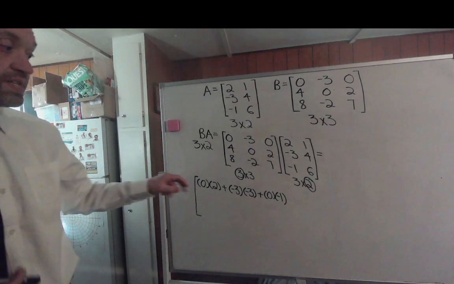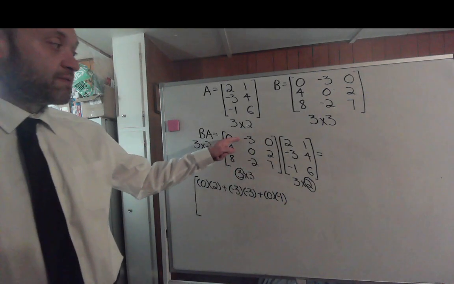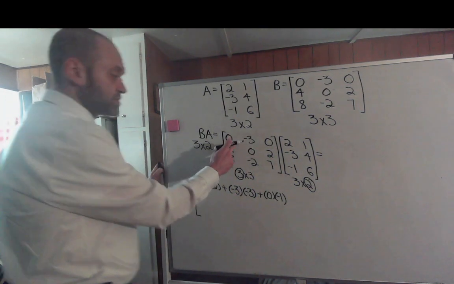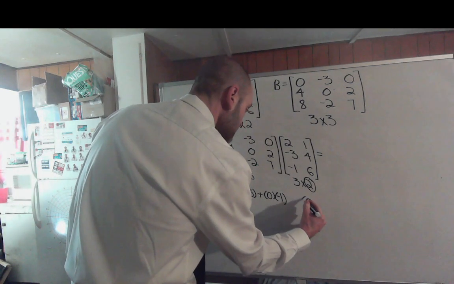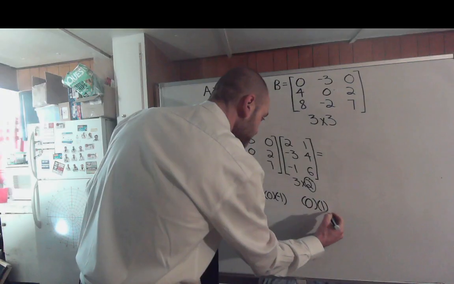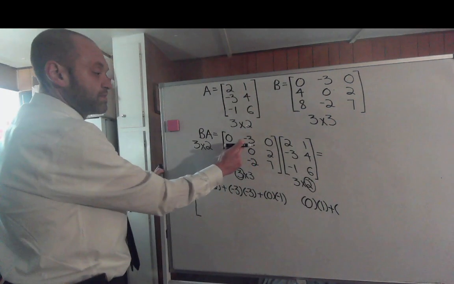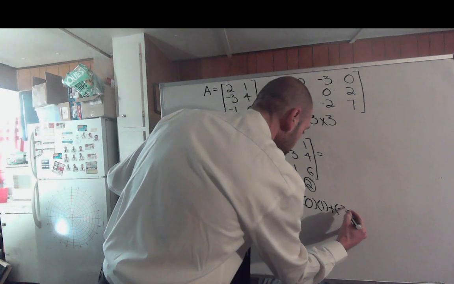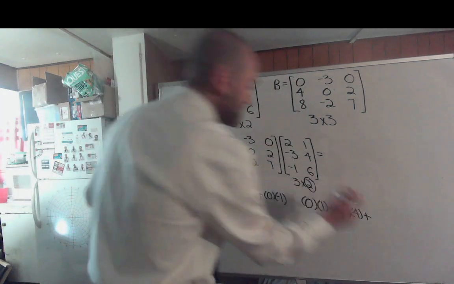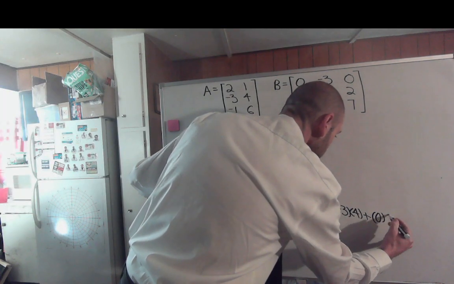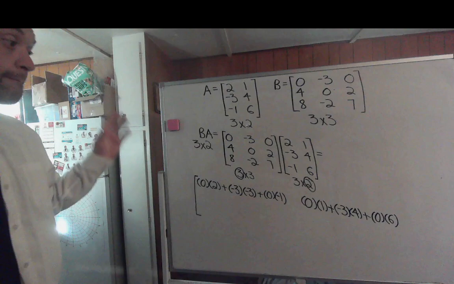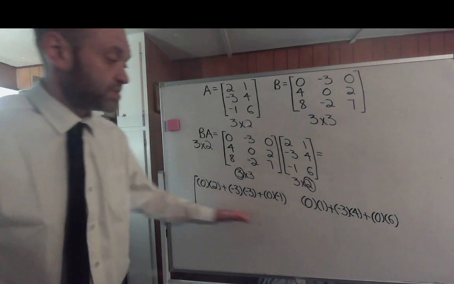Now we got to repeat this to get our second number. This time we're going to multiply the first row by the second column. So you'll take the first number of the first row, which would be 0, times the first number of the second column, which would be 1, plus you'll take that -3 times that 4, plus you'll take that 0 times that 6. Alright, this is starting to come together. You have both numbers for your first row.